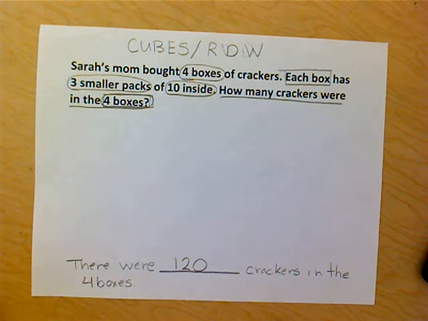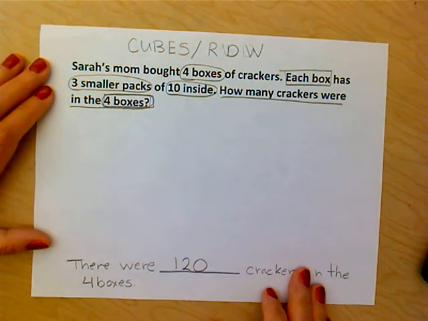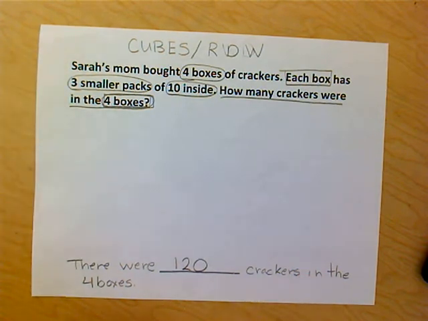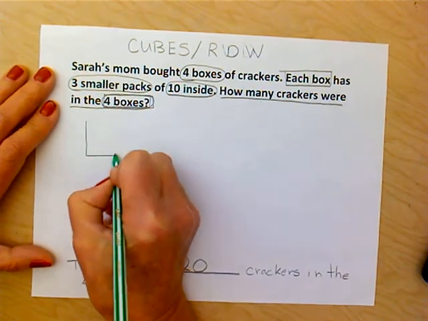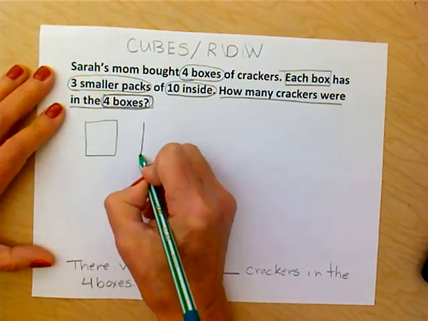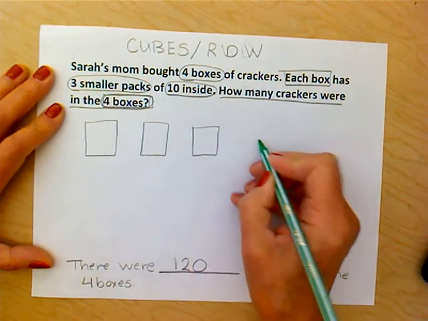In the meantime, I'm going to show you several ways that it was possible to solve this problem. So the first thing that I thought of when I did this problem was that I have 4 boxes of crackers. So I drew myself 4 boxes of crackers.